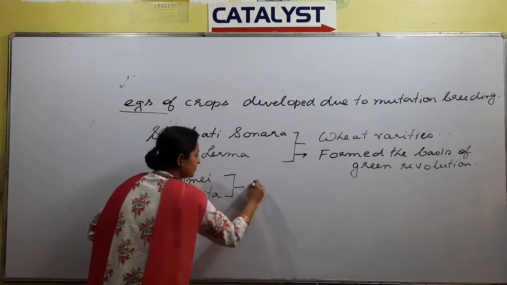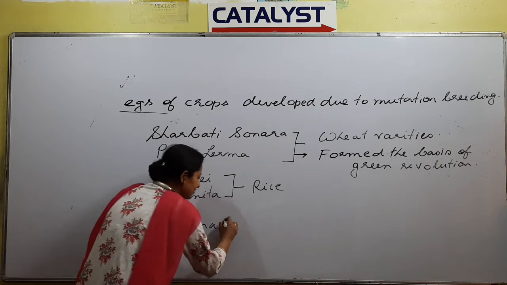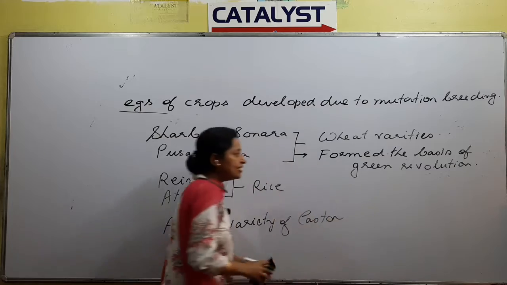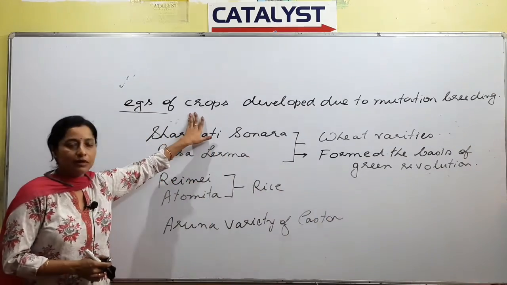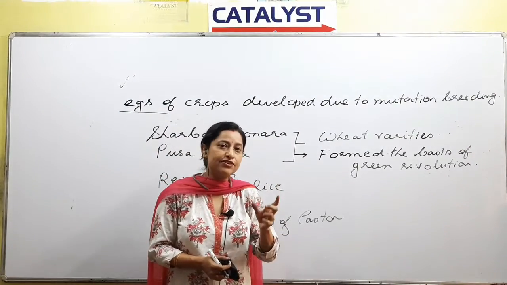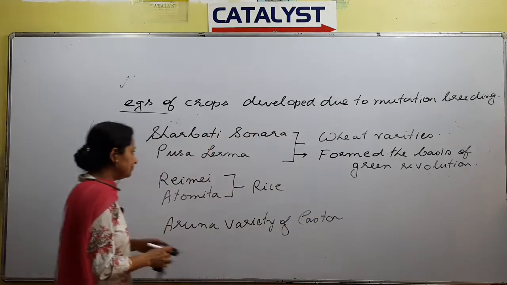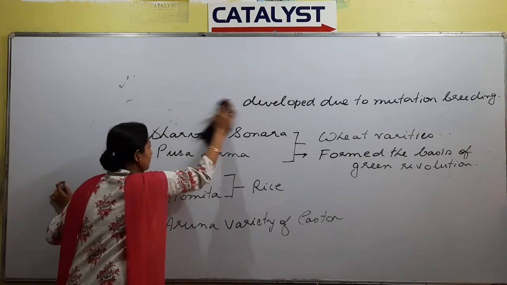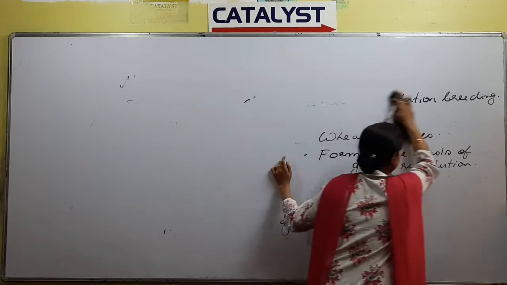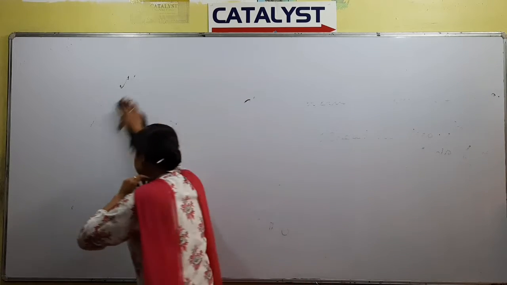Similarly, there are certain rice varieties also, examples of rice varieties developed because of mutation breeding. Aruna is a variety of castor. So these are a few examples of crops developed due to mutation breeding. This is the amount that you have to know about mutation breeding within this chapter. As far as the process of mutation is concerned, the details we will discuss during our genetics class, right? So this was the third method of crop improvement. We have talked about selection, we have talked about hybridization, the next is mutation breeding, and finally the fourth is polyploid breeding.